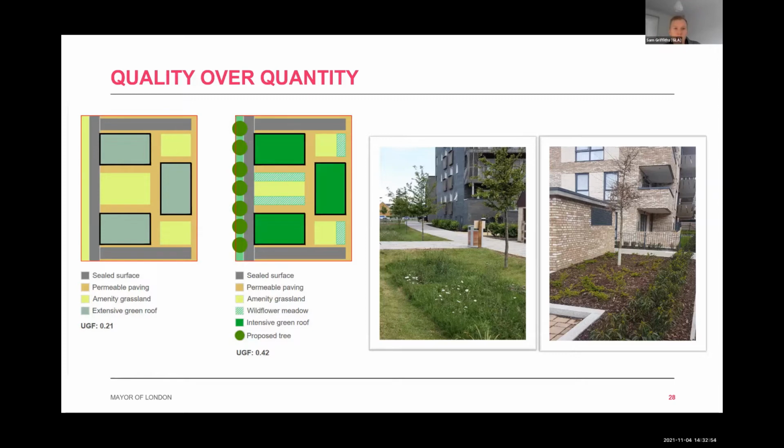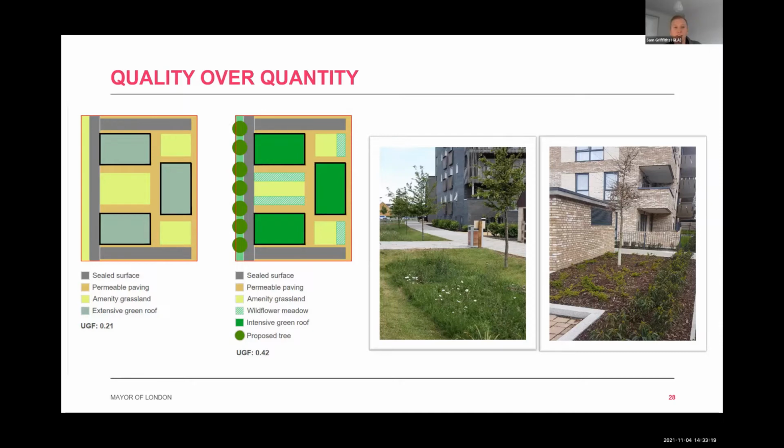So we can see the graphic on the far left shows a scheme with exactly the same quantity of greening, or space for greening, proposed. But the one on the left achieves half the UGF, a score of 0.21, whereas the one on the right achieves a UGF of 0.42. And that is simply by taking the same spatial constraints, but improving the quality of greening proposed.